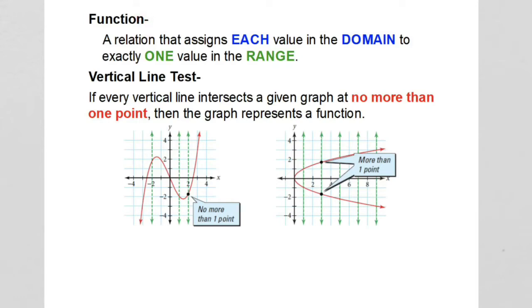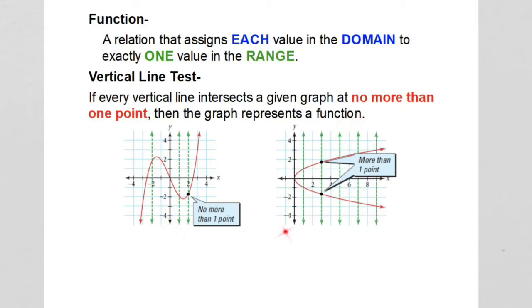A function is a relation that assigns each value in the domain to exactly one value in the range. Now, when we look at graphs, we can basically encapsulate all of this by using the vertical line test. What the vertical line test says is that if every vertical line intersects a given graph at no more than one point, then the graph represents a function.